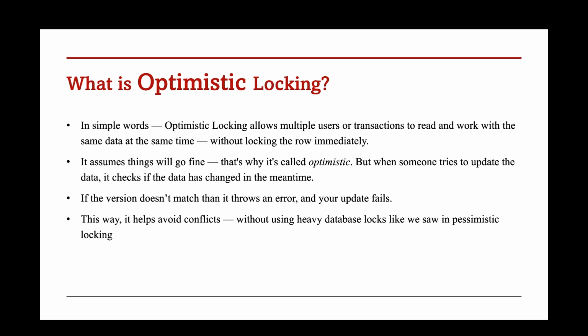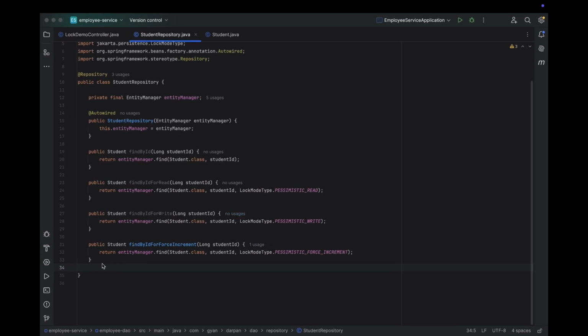But when someone tries to update the data, it checks if the data has changed in the meantime. If the version doesn't match, then it throws an error, and your update fails. This way, it helps avoid conflicts, without using heavy database locks like we saw in pessimistic locking. Now let's see how to implement it in code.